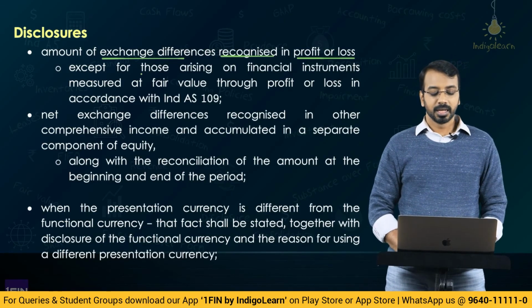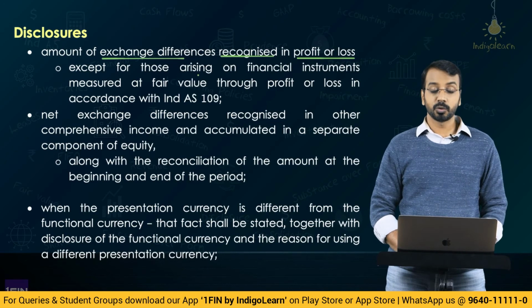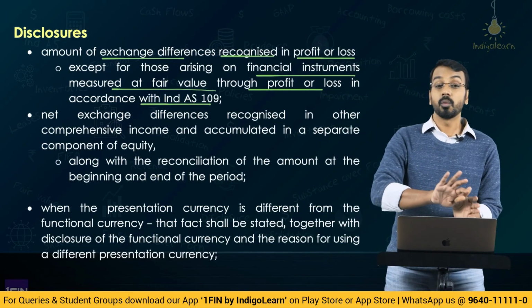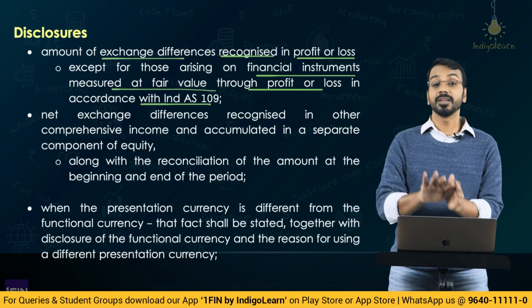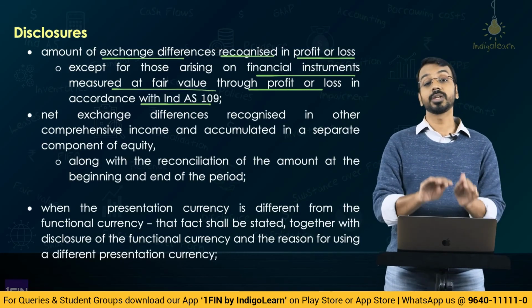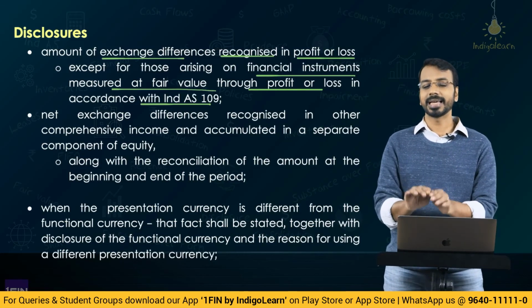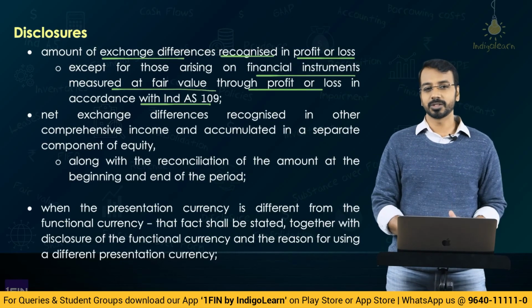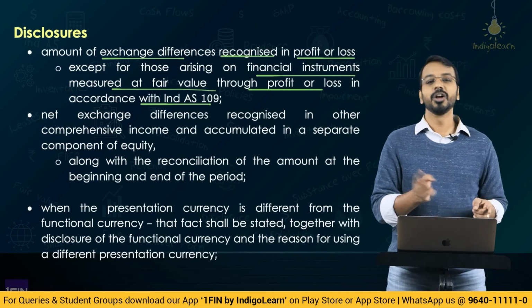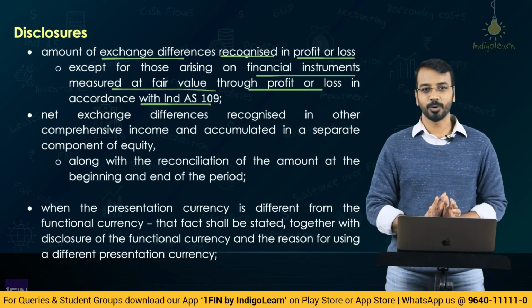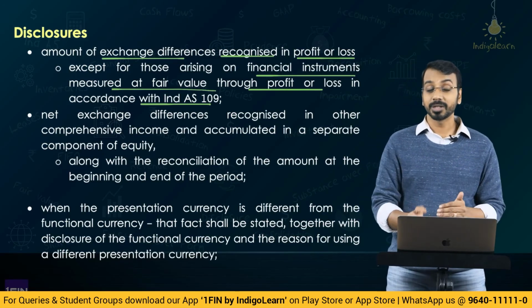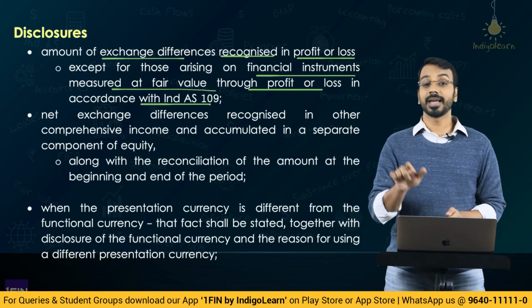Then in these exchange differences, you will not disclose those arising on financial instruments measured at fair value through P&L in accordance with Ind AS 109. So whatever is covered under Ind AS 109, if there is an exchange difference for that and you are routing that as fair value through P&L, that will not be included as a part of Ind AS 21 disclosures. That is the headache of Ind AS 109. Go to Ind AS 109 and understand that.